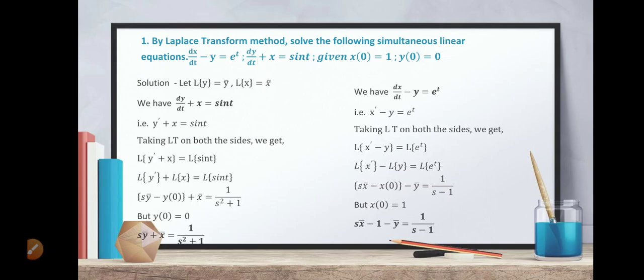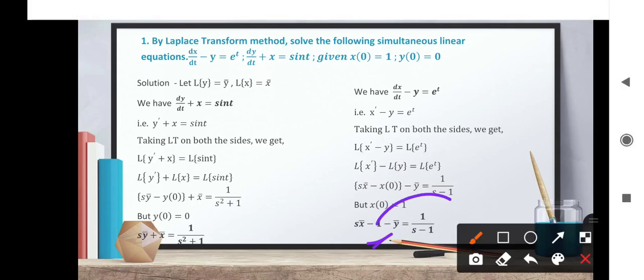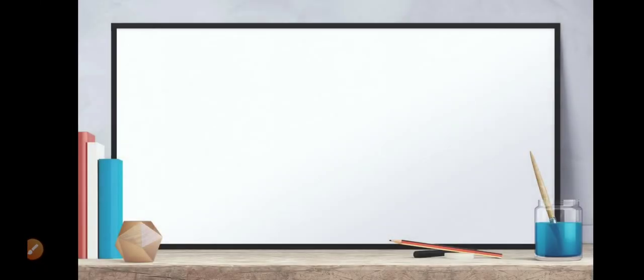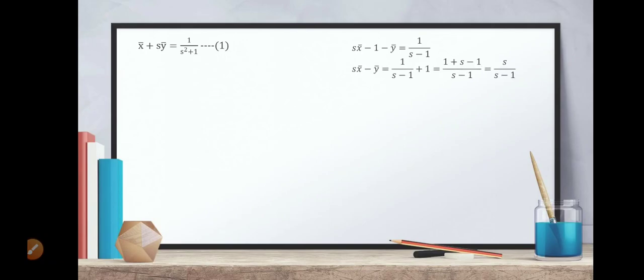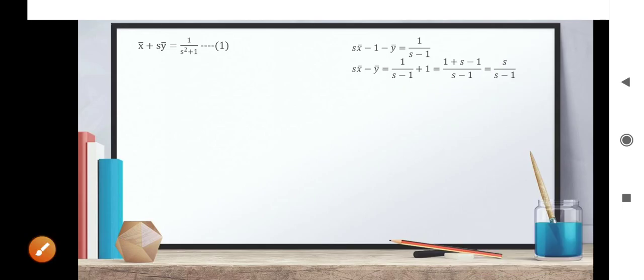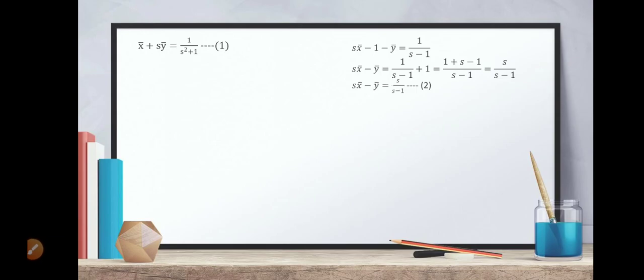So we have to move this minus 1 to RHS so that we will have LHS containing only x bar and y bar. So with this we get the next step as s x bar minus y bar equal to 1 upon s minus 1 plus 1. Shifting minus 1 on RHS and simplifying the RHS with cross multiplication, we get the RHS as s upon s minus 1. So this is the first equation and this is the second equation in two unknowns x bar and y bar.